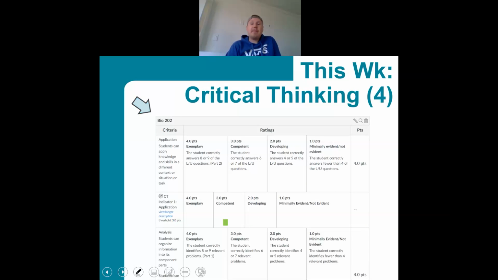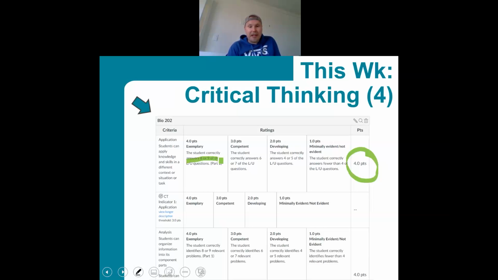This is what the grading matrix looks like. It really tells you step by step how many points I'm giving for what. For example, here the maximum was 4 points. To get maximum points, you need to get 8 or 9 of the likely or unlikely questions correct. So you can even get one wrong and still get the full points for that assignment. If you get 6 or 7, you get a little less points. If you get 4 or 5, you get a little less again. If you get fewer than 4, you still get 1 point. And if you don't have anything, then you might not get any points.